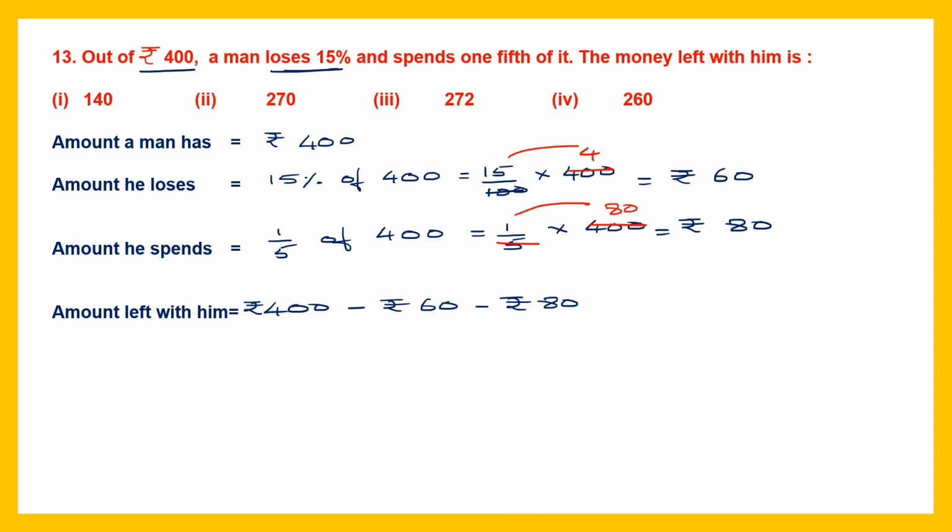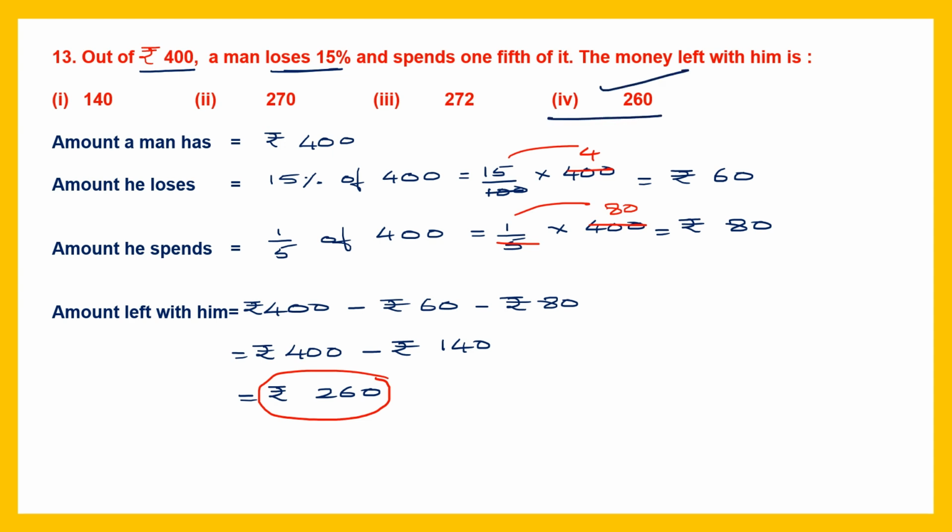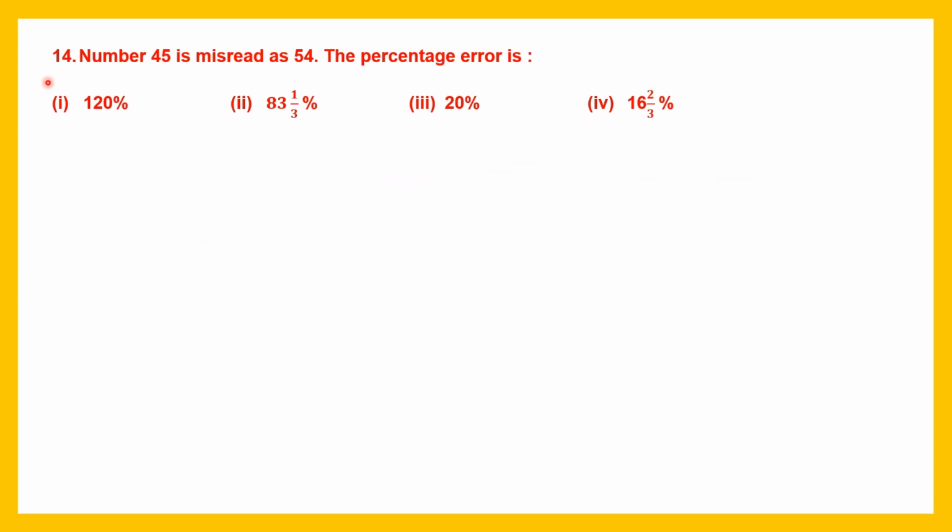So this is equal to 400 rupees, and we have two minus signs, so we add up both. So 60 plus 80 is 140. So when you subtract this, 400 minus 140, you get 260. So this is the amount that is left with him, and this is option 4, 260. Question 14. The number 45 is misread as 54.